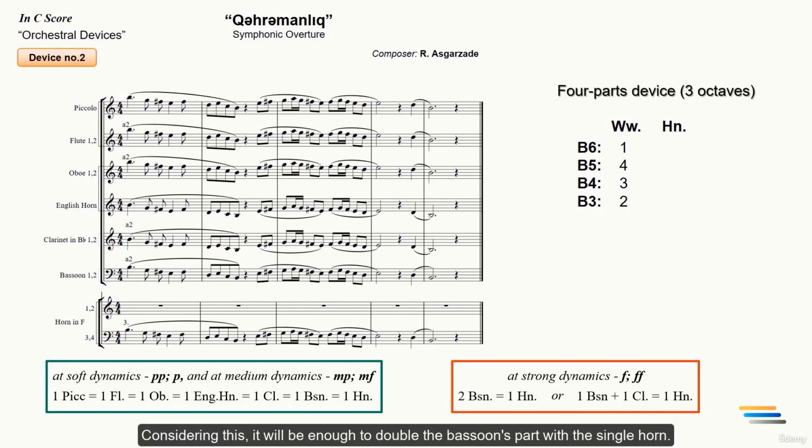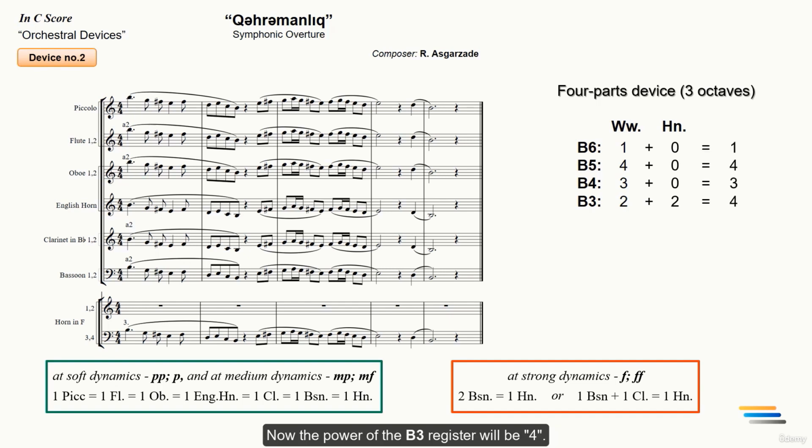Considering this, it will be enough to double the bassoon spot with a single horn. The horn should be counted as 2 as it is equal to 2 woodwinds. Now the power of the B3 register will be 4. Of course, other woodwind devices can also be made as you want.